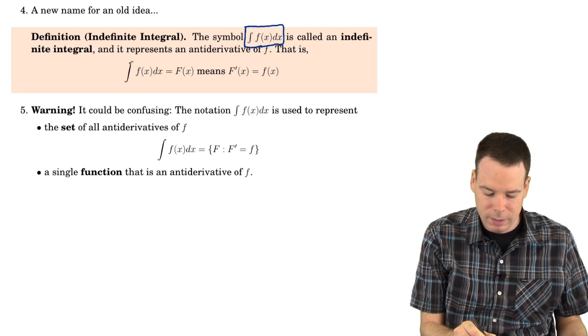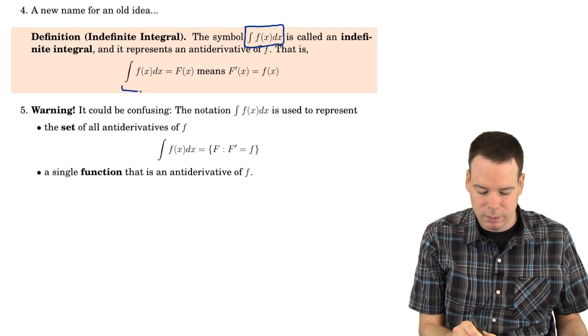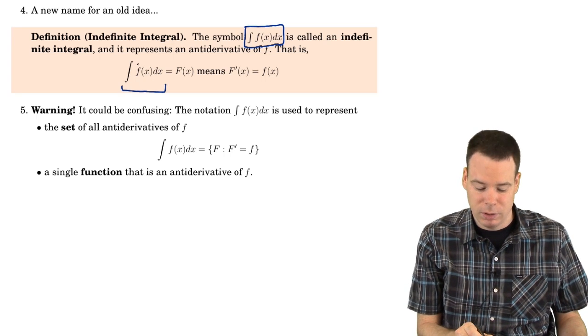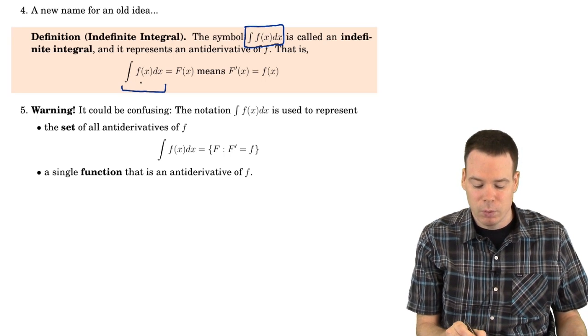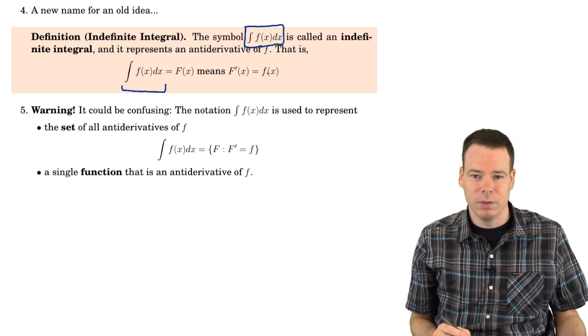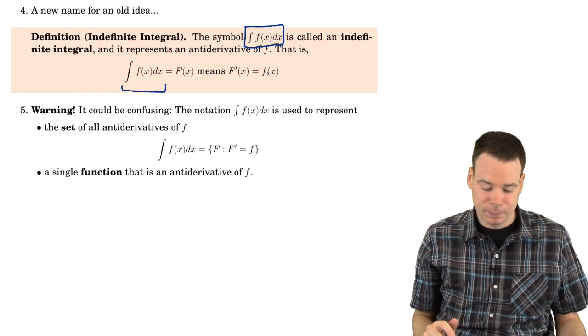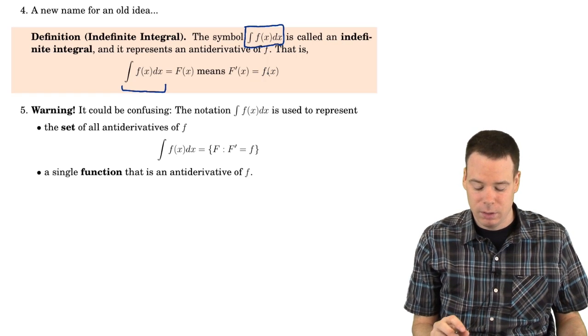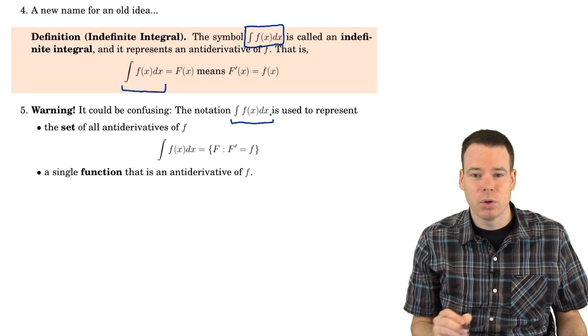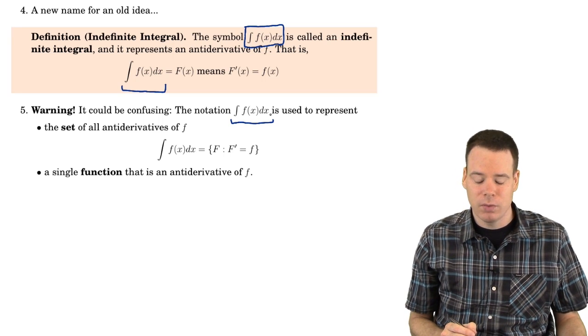So we're going to write the integral of f of x dx and say the indefinite integral here, because there's no limits of integration. And we're going to assign that to mean this function big F, which has the property that its derivative is little f. In other words, it's the antiderivative. Now, it could get confusing. We'll admit that. The notation is going to be used in two different ways.